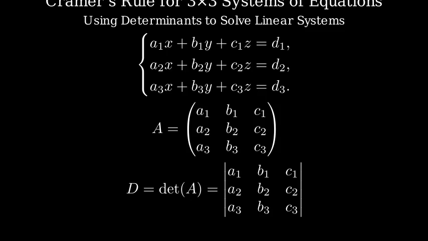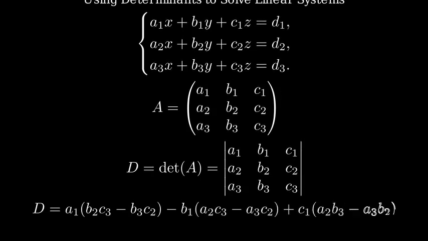The determinant of a 3x3 matrix can be calculated using various methods, such as the rule of Sarrus or cofactor expansion. One way to calculate the determinant is using the cofactor expansion formula, which looks like this. This formula involves the products of elements from different rows and columns. It might look complicated, but we'll work through an example to make it clearer.